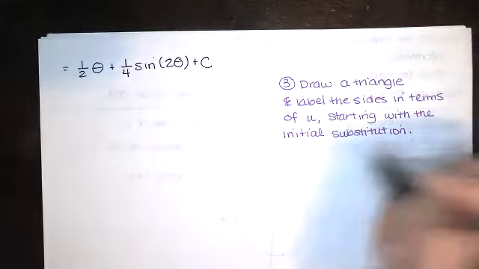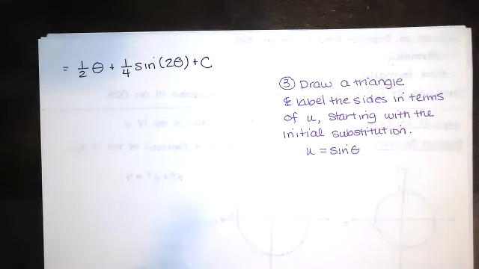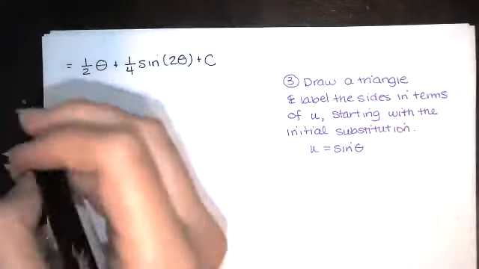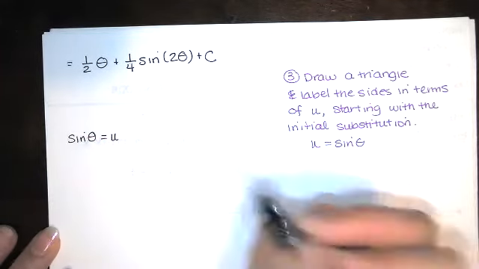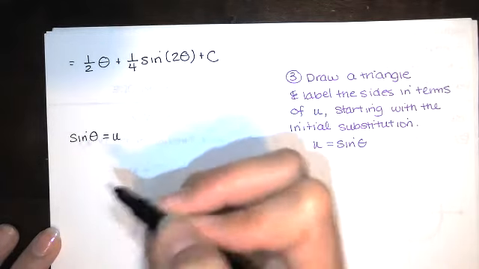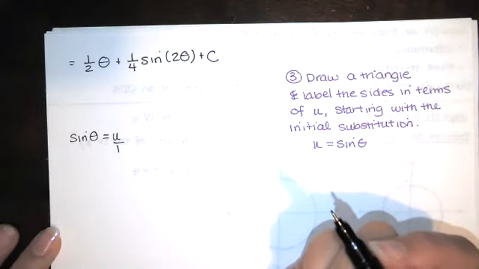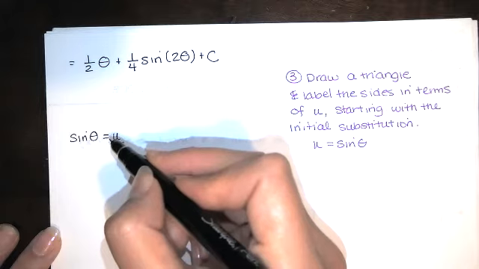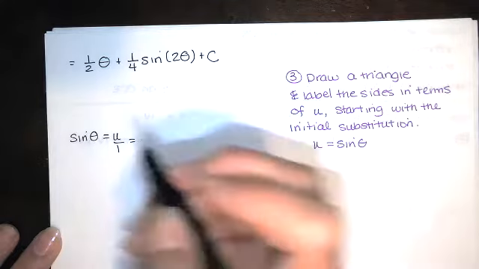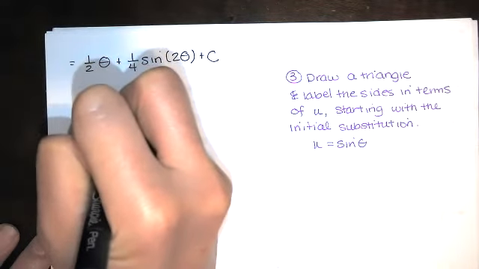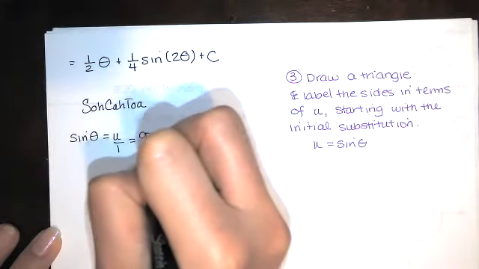And in this case, our initial substitution was u equals sine of theta. So I've got sine of theta equals u. And I want to write that as a fraction because if I'm thinking in terms of right triangles with right triangle trig, we always think of our trig functions as ratios. So sine of theta can be thought of as the ratio of u to 1. And remember from trig class, we have that mnemonic SOHCAHTOA, right? Sine is opposite over hypotenuse.